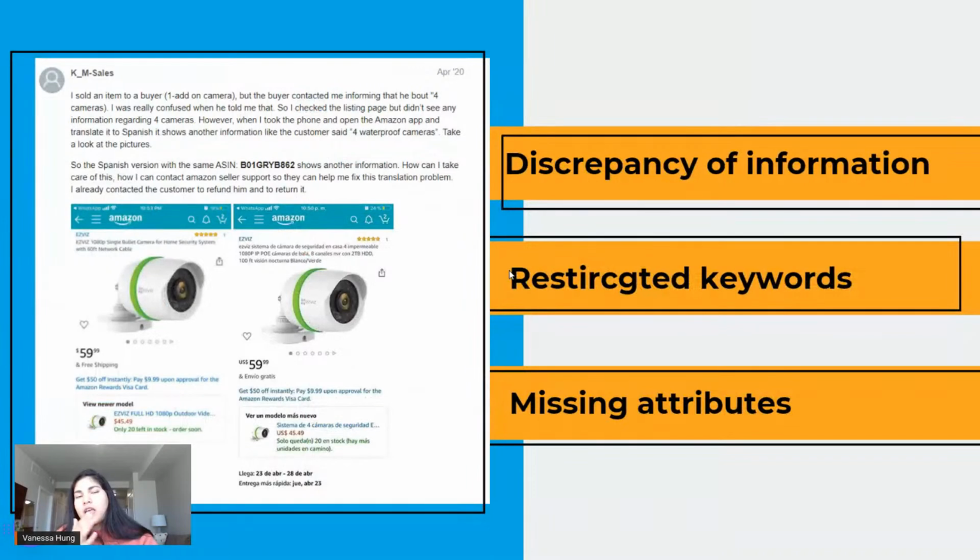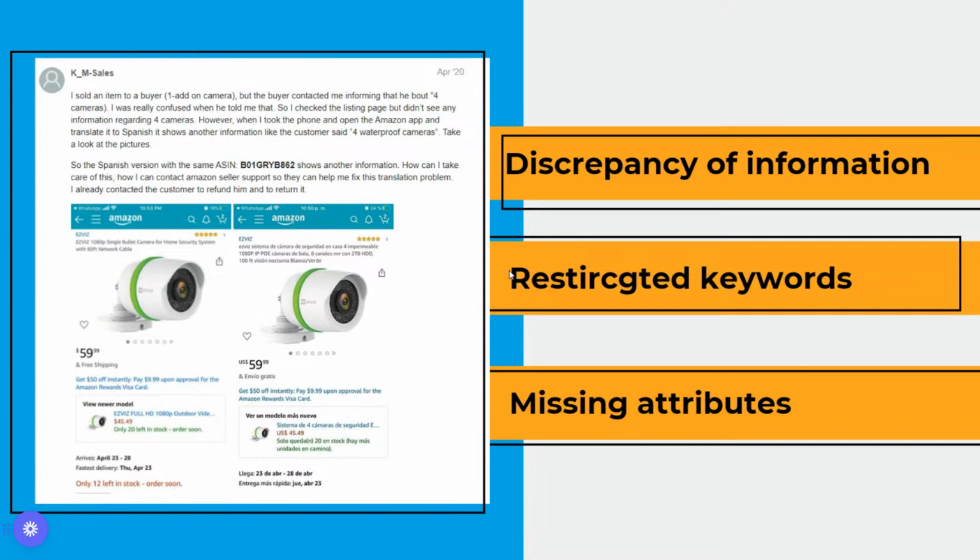Same thing here. On the other hand, obviously getting 4 is better than getting just 1. But in this case, the seller was complaining that their title in Spanish said that there are 4 cameras. So a customer complained, and they got a product restriction, and all of the things that can happen when a customer complains on Amazon, and they got the listing shut down just because of the discrepancy of information. So you should be careful with it.